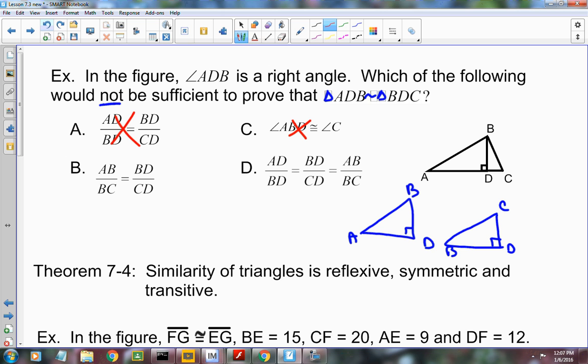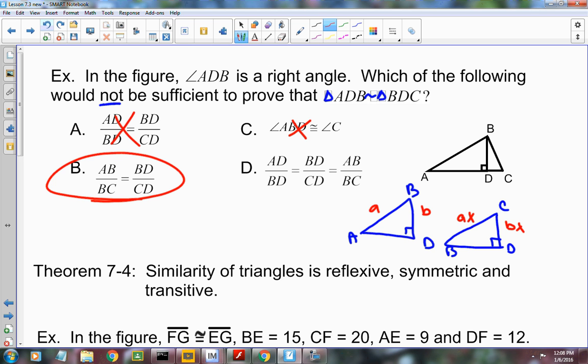AB is to BC, A is to AX, as BD is to CD, B is to BX. Is that enough information to put the triangles similar? What's wrong with it? The angle is not sandwiched in between those two sides, okay? So this one right here is not sufficient information. This one would have proved SSS, okay? But again, you've got to check and make sure that the sides are jiving when you do it, okay?